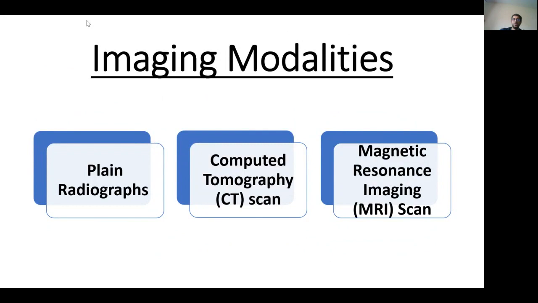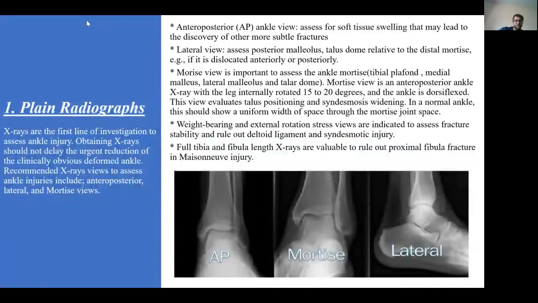Imaging modalities. When we are planning to image an ankle fracture dislocation or suspected ankle fracture, we have plain radiograph, CT scan, and MRI scans. X-rays are the first line of investigation to assess the ankle injury. Obtaining X-rays shouldn't delay the urgent reduction of a clinically obvious deformed ankle.